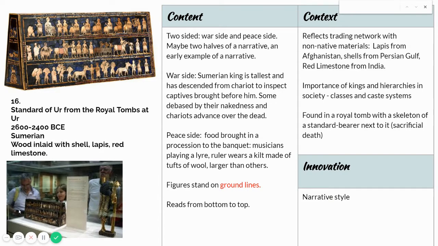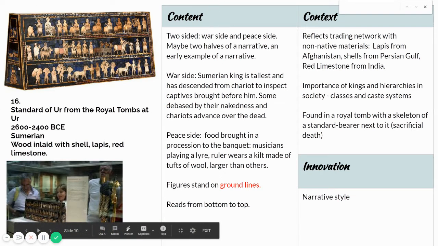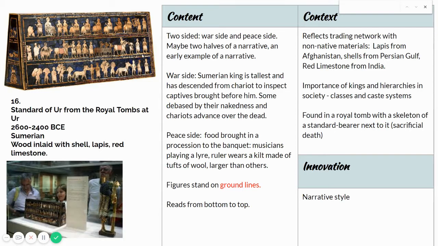The figures stand on ground lines. So, big vocabulary word, again, highlight it, circle it, put 1,000 stars around it. We're going to be seeing and talking about ground lines. And that's how narratives were displayed, pictorial narratives. So, the ground line is basically the ground, okay? The line that the figures are standing on is the ground line. Okay? And the way that this is read, it reads from the bottom to the top. Okay, so you would be starting at the bottom from right to left and then go up to the top, okay, and then up to the top. That's how it would be read.